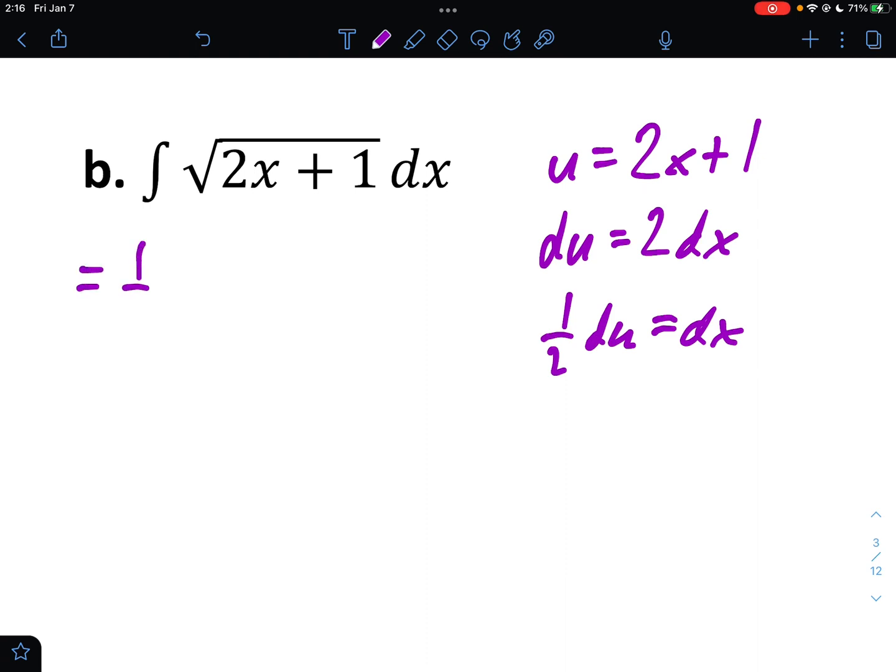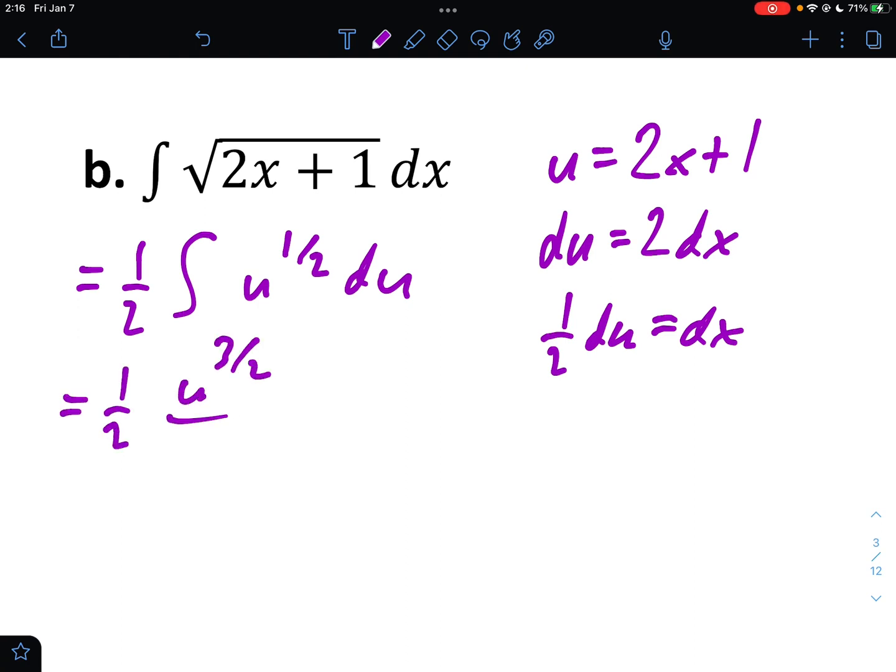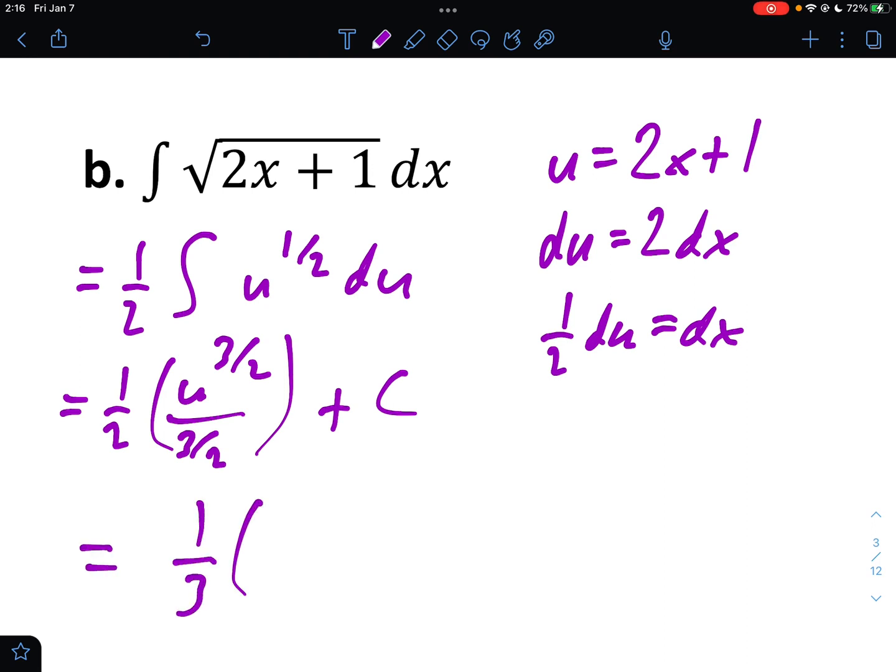Now I can rewrite this as 1/2 the antiderivative of u to the 1/2, or root u, but I'm going to write it as u to the 1/2, du. Taking my antiderivative, I get u to the 3/2 over 3/2 plus c. And rewriting and simplifying, I get 1/3 2x plus 1 to the 3/2 plus c.